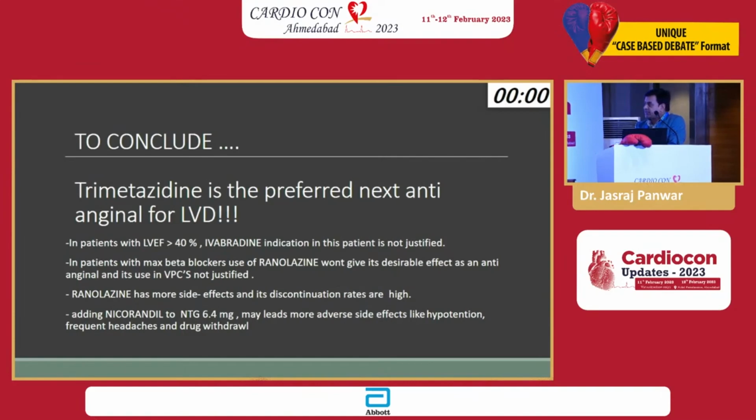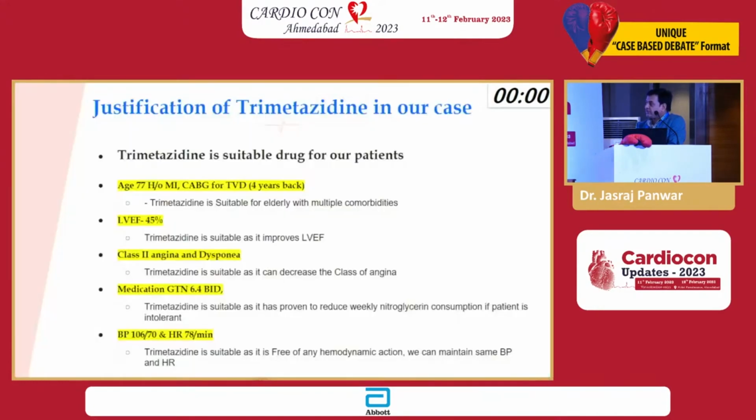Ranolazine has more side effects, and its discontinuation rates are very high in trials. Adding nicorandil to NTG 6.4 mg BD, as the patient is already taking, may lead to other side effects like hypotension, headache, and drug withdrawal. So in our patient, who is elderly, this is a very well tolerated molecule, EF 45%, it improves the ejection fraction, and class 2 angina and dyspnea also improved in the trials. It also decreases nitrate usage, and given the blood pressure of 106/70 and heart rate of 78, trimetazidine is suitable as it is free of any hemodynamic action, and we can maintain the same blood pressure and heart rate. Thank you.